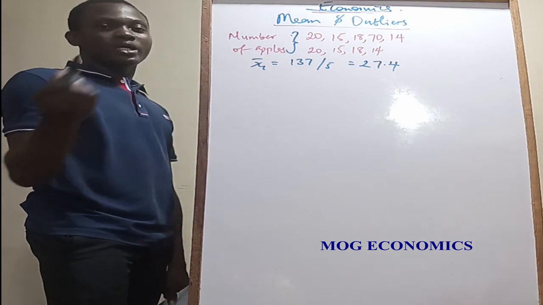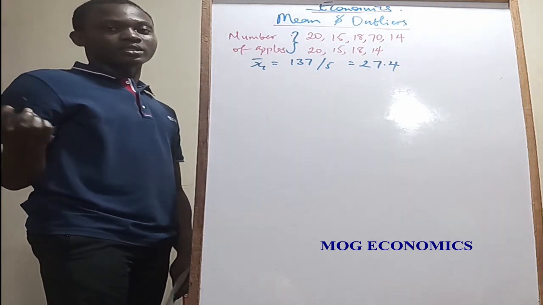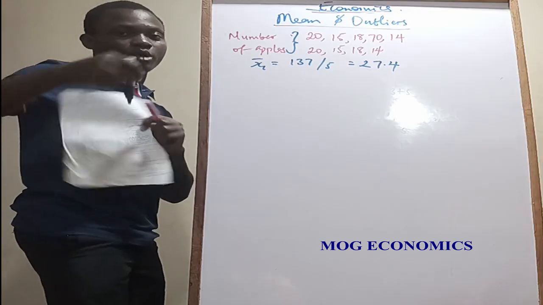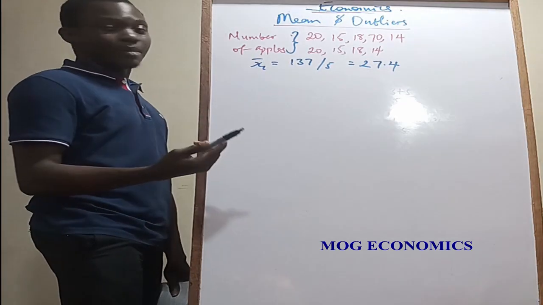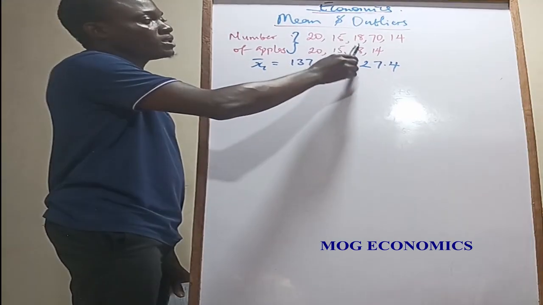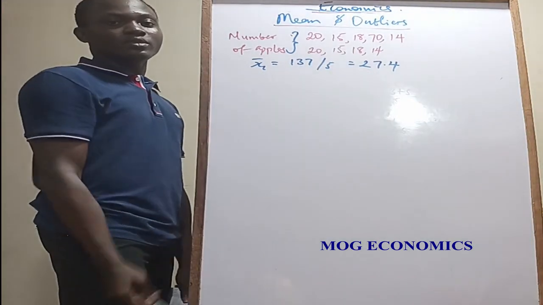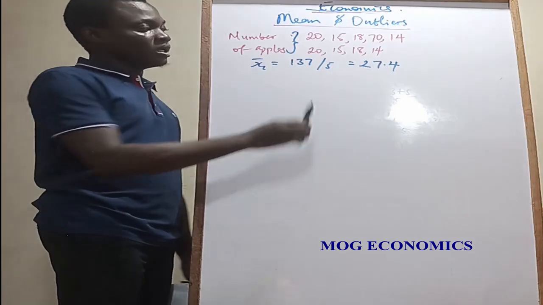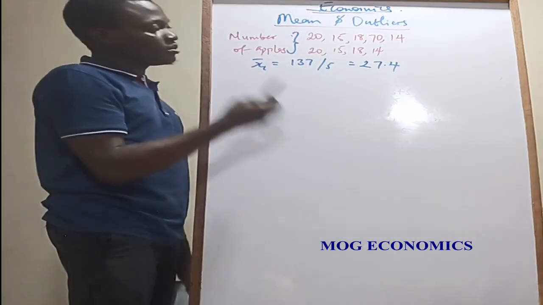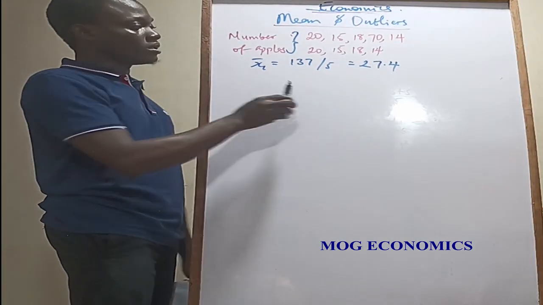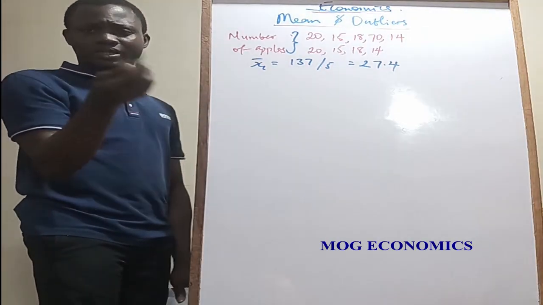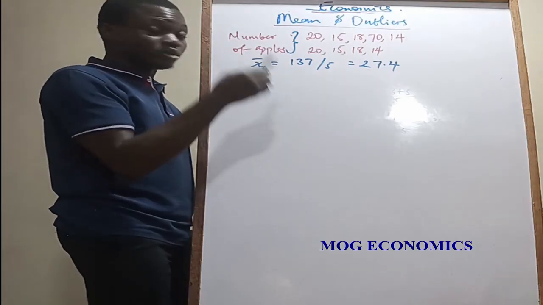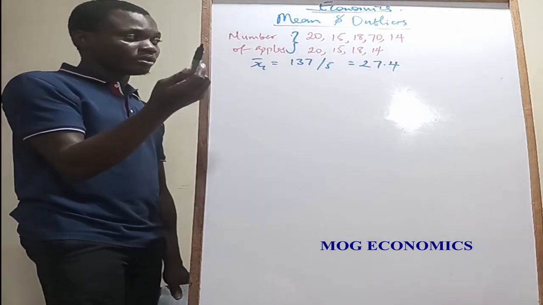It's just like bringing a machine gun to a fist fight. The boy brought a machine gun. People just brought 20, 15, 18, 14, and you brought 70. So you distorted the data for us. So 137 over 5 is 27.4. If you correct it, 5 in 13 is 2, remainder 3, 5 in 37 is 7, and 7 times 5 is 35, so it remains 2.